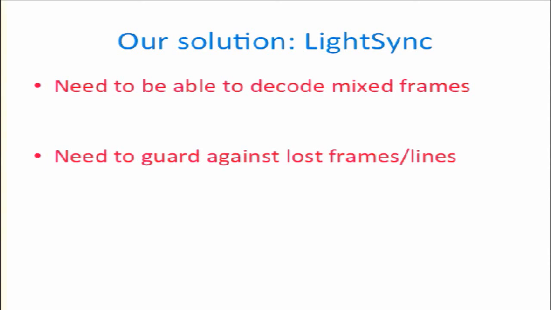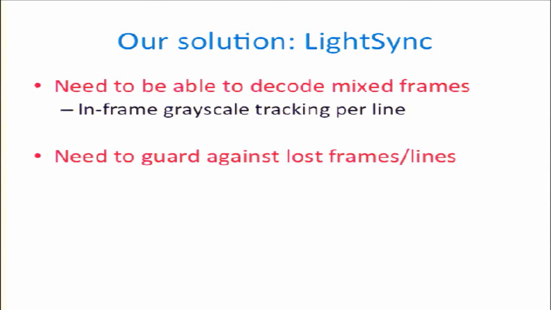So for the first one, basically what we do is try to have some kind of color tracking within a frame for each line, so you can really figure out what's actually happening, what frames are mixed together, and then you can undo the mixing. Then for the second part, it's just some kind of erasure coding, which is again a somewhat common technique in communications, but it actually applies very naturally here.